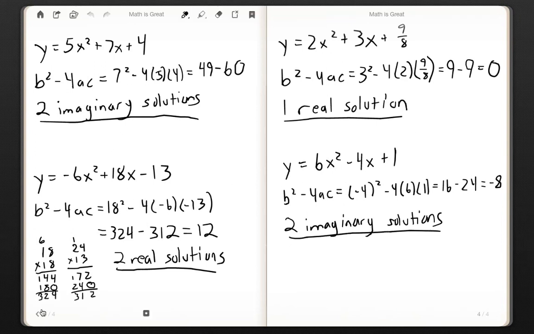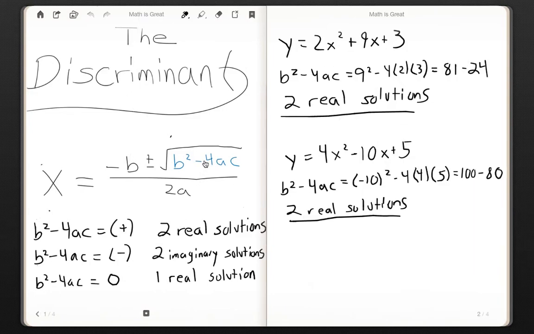Okay, and that is the discriminant. If it is a positive number, you have two real solutions. If it's a negative number, you have two imaginary solutions. And if it equals 0, there is one real solution. So good to memorize that and understand why that works. And that is definitely going to help us out with graphing, which I believe we are going to do next.